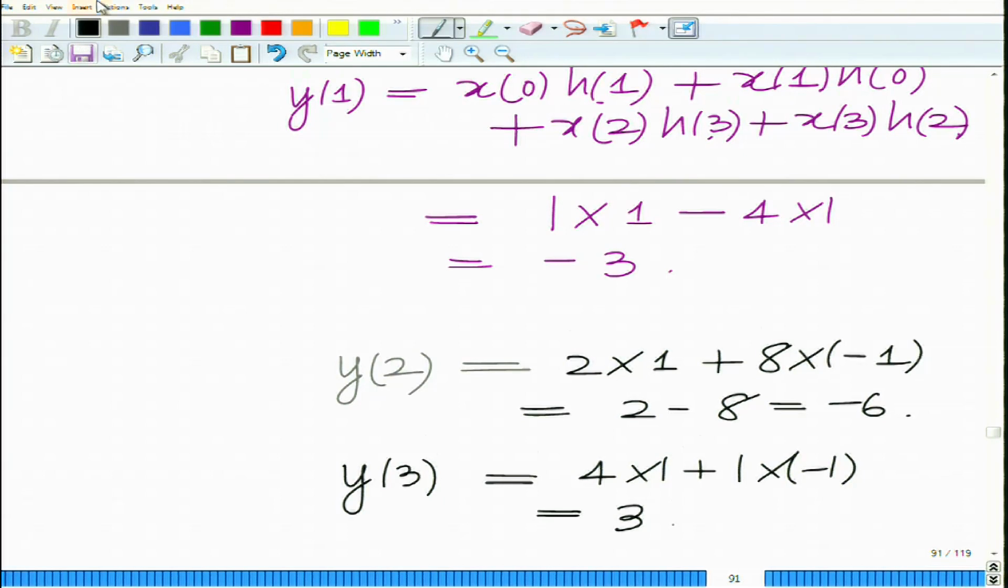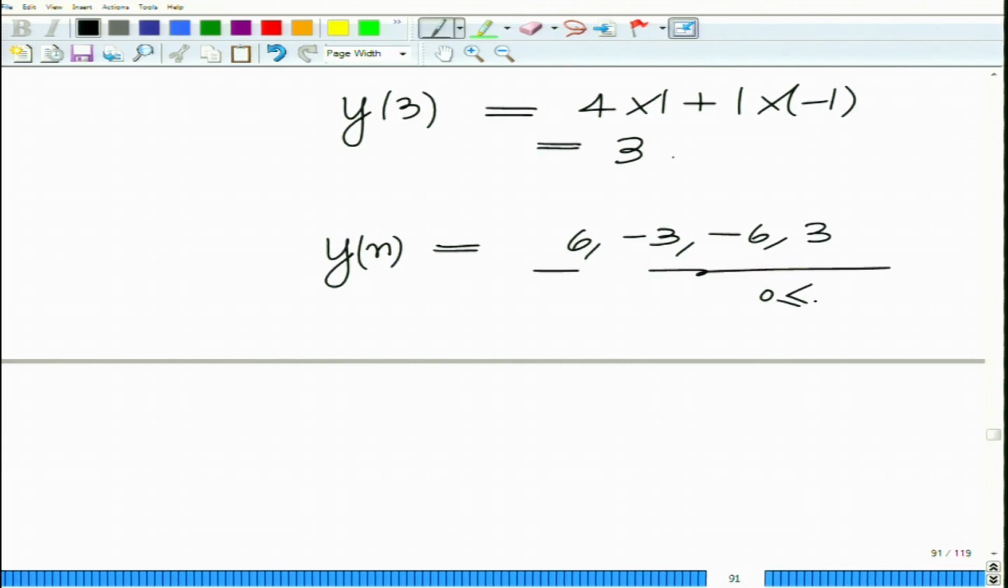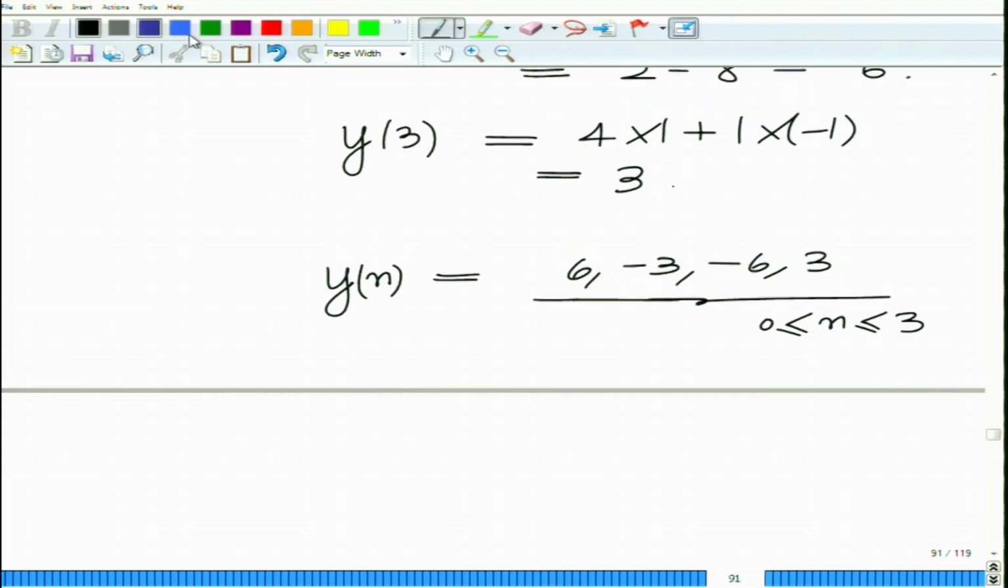So, the y sequence will be 6, minus 3, minus 6, 3, defined obviously for 0 less than or equal to n less than or equal to 3. This is the output of the circular convolution.